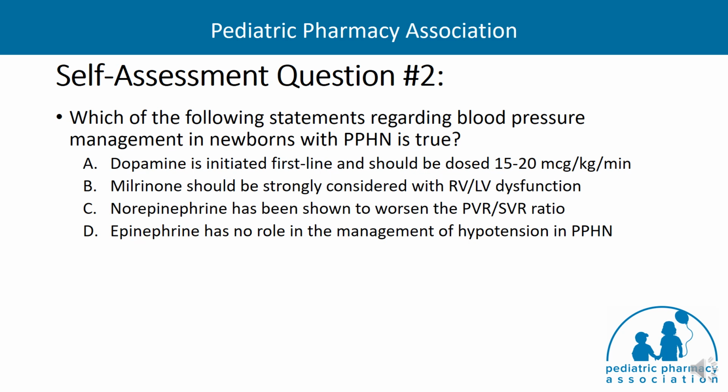B, milrinone should be strongly considered with RV or LV dysfunction. C, norepinephrine has been shown to worsen the PVR to SVR ratio. Or D, epinephrine has no role in the management of hypotension in PPHN.